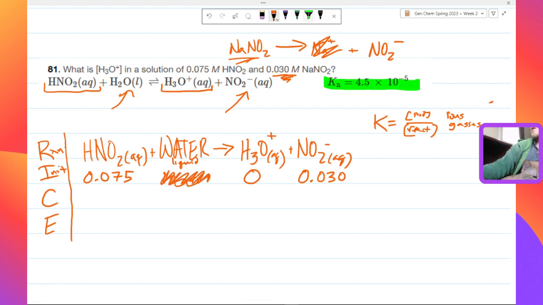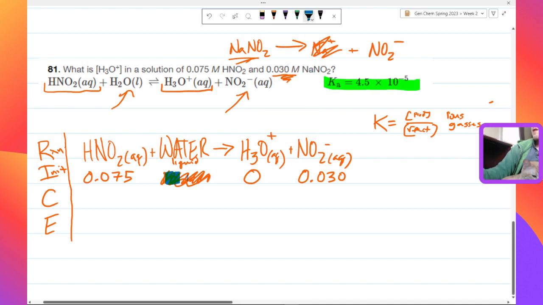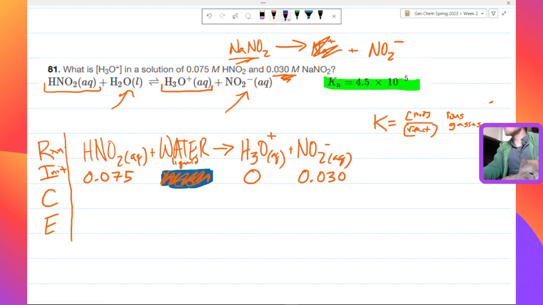Maybe I should have done that in blue. Let's highlight that in blue. It's not going to look water-like. I'll do better next time. Actually, it does look kind of water-like. It's kind of cool. All right.